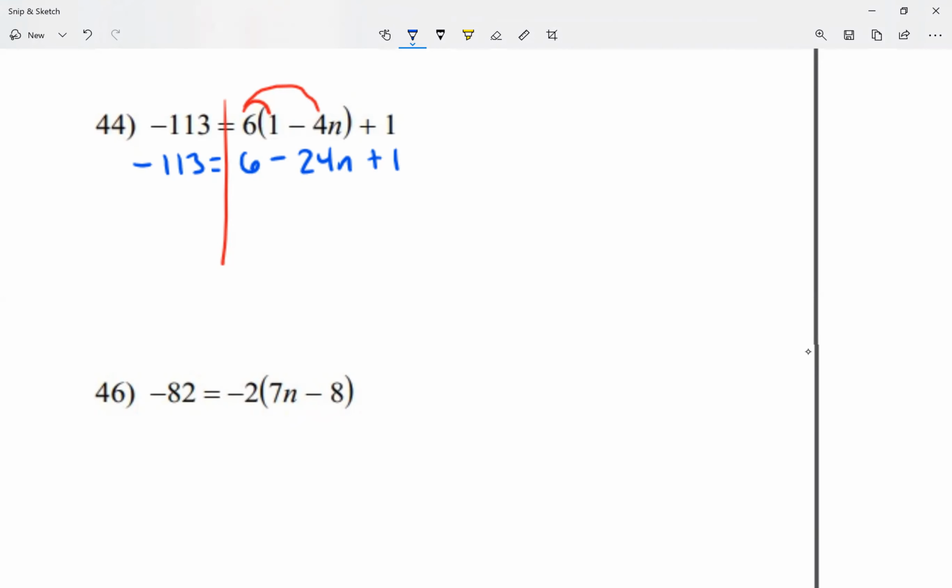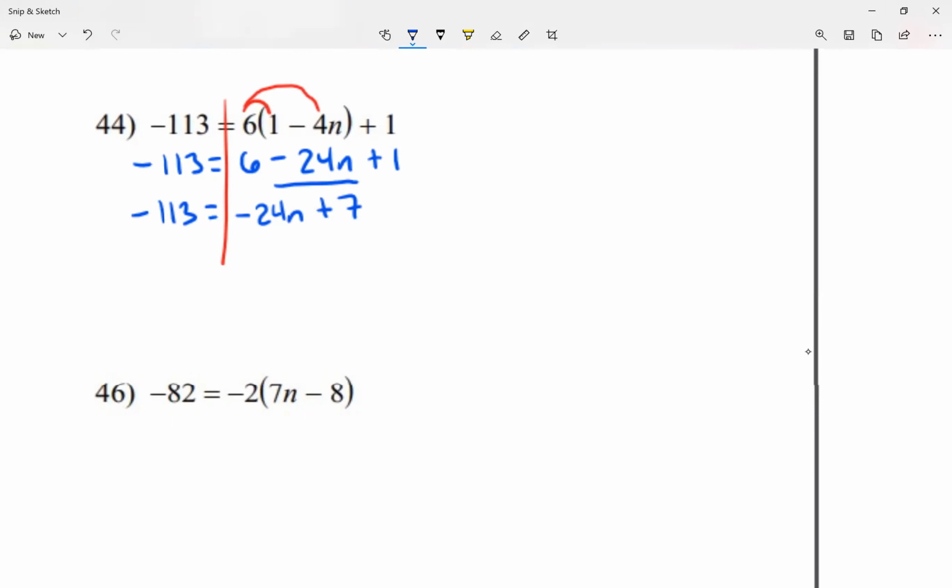All right, I have to combine like terms. So on the left side, there's only a negative 113. On the right side, when it comes to letters, negative 24n. That's the only letter that I see. When it comes to numbers, I see a 6 plus 1. I know 6 plus 1 is 7, so I'll put a 7 there.